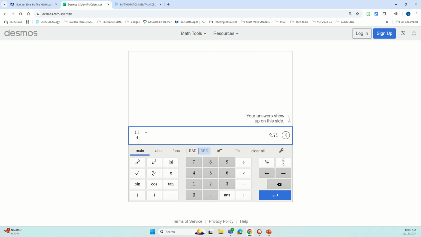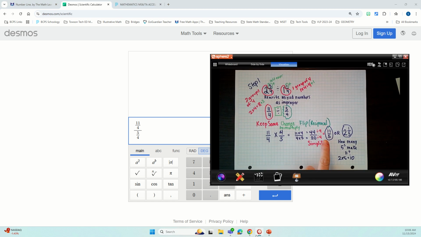All right, so 11/4. And then I need to put my cursor on the outside of the number because I'm taking this whole number and I'm dividing it by 5/4. It looks a little weird. It's a stacked fraction. So 11/4 over top of 5/4, because this right here is a division sign. It is just a fraction bar. And look what our answer is, 11/5. And that's exactly what we got.